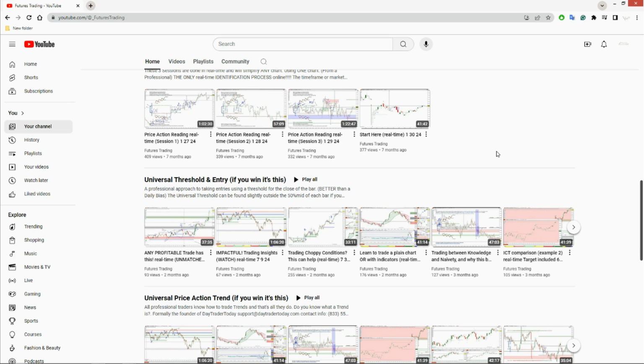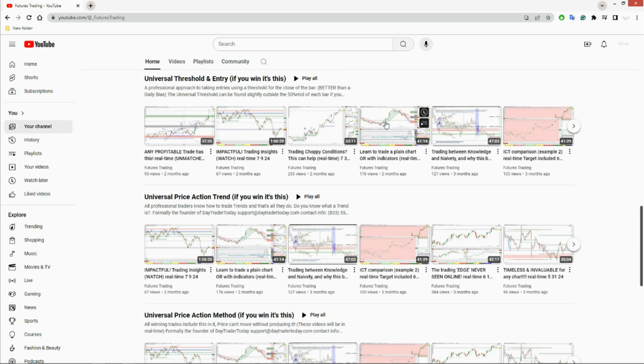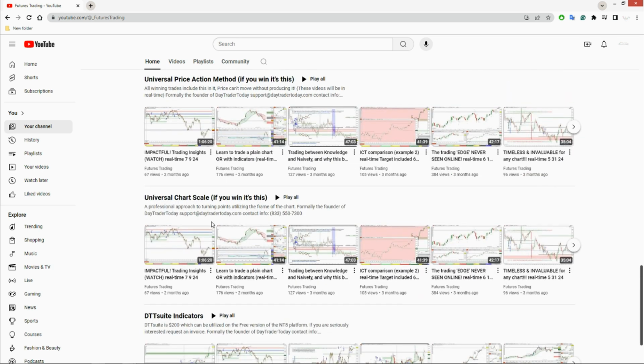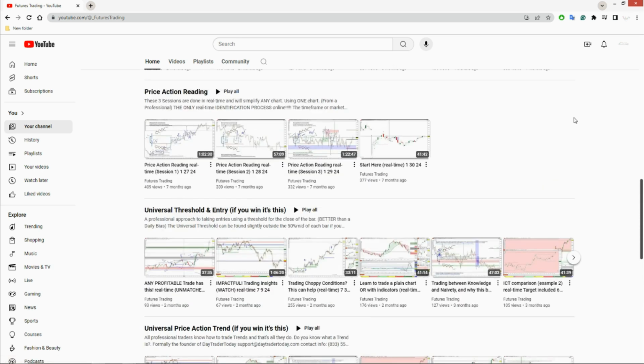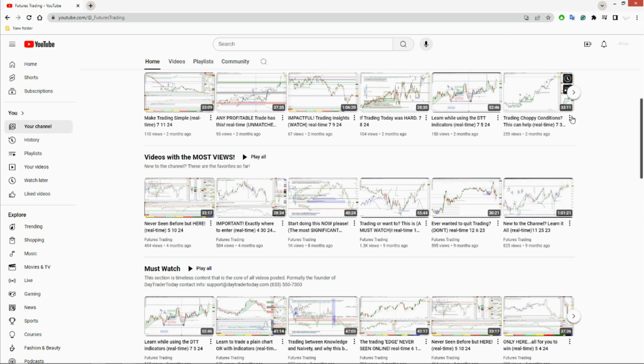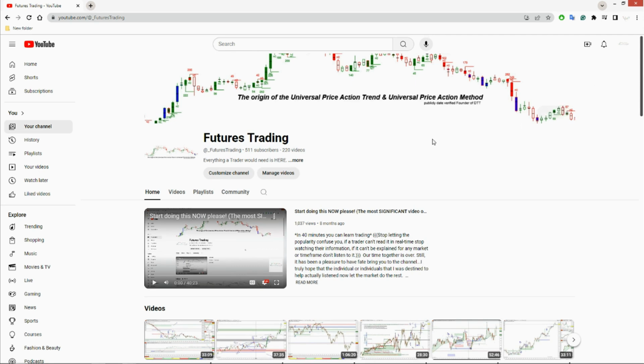Definitely, given that the activity is changing just a bit with a lot of the big bars, big wicks, I want to help you out. So let's get this done. I'm going to go over the universal threshold, the price action trend, the price action method. I'll touch on that chart scale just a little bit, but I want to help you with the big wicks and all that overlapping activity that these guys have been putting out here.